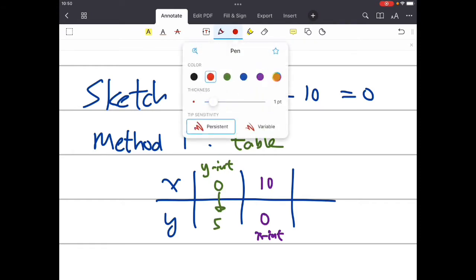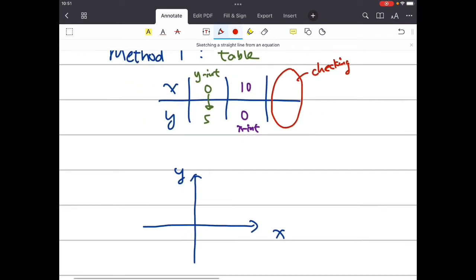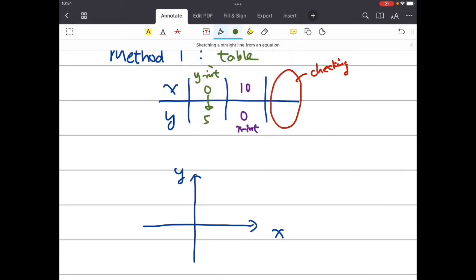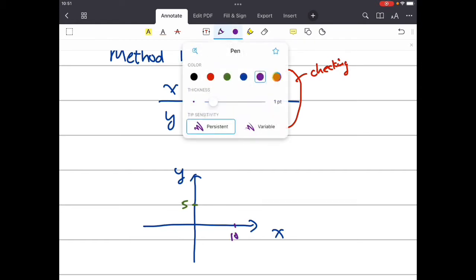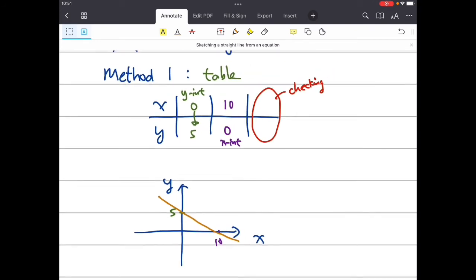If you want to, you may have a third point for checking only. So this is optional for you, and I'm not going to do it here. With the y-intercept found, you can plot it in the diagram. And then also the x-intercept, it is on the x-axis. So finally, you join the points, and then you can find out how it looks like on the diagram. This is the first method.